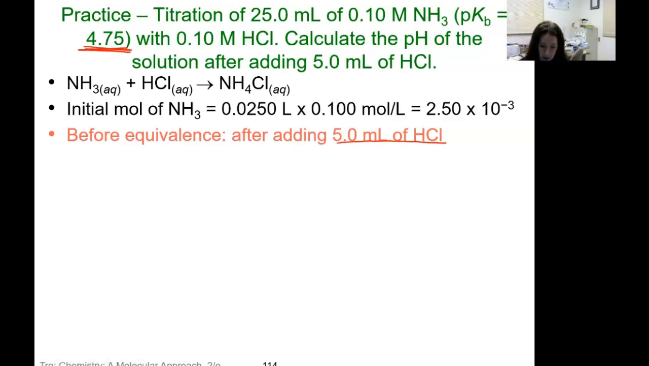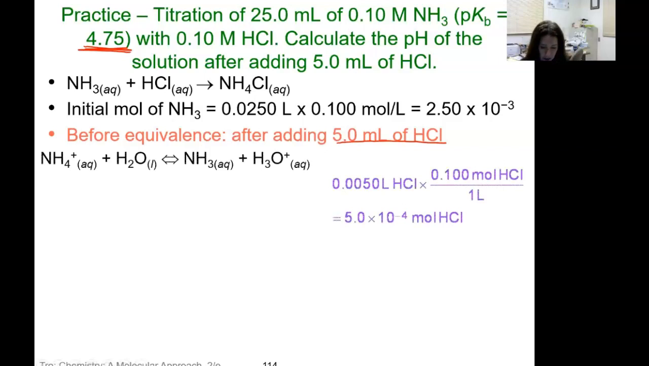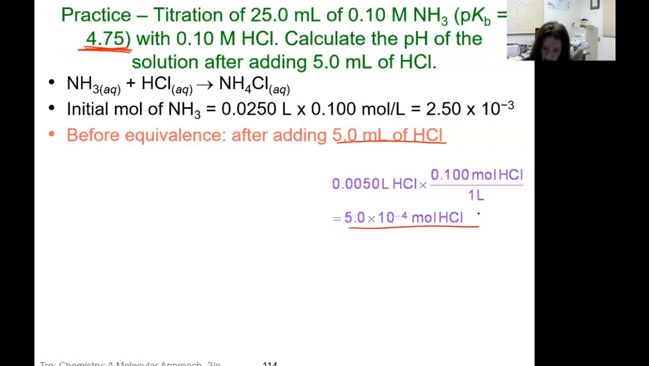Okay, so now, how do we know that we are before our equivalence point? Here's the amount of HCl, here's our moles, here's the moles of our NH3. So it's less than, right? Our moles of HCl is less than our moles of NH3, which means we are not at our equivalence point yet. We are before our equivalence point.